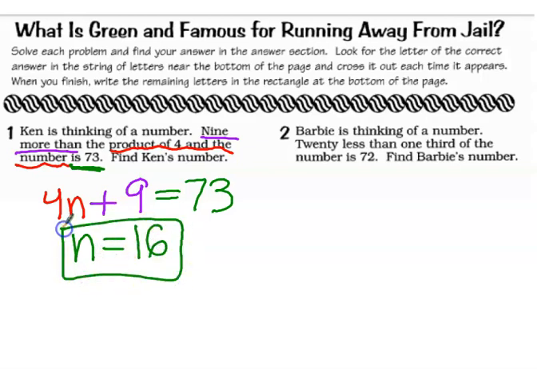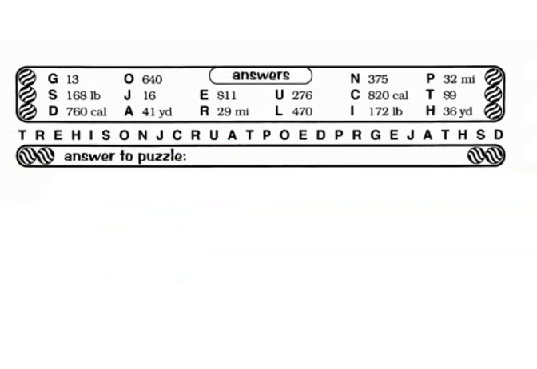Then on the bottom of the paper, where did you get 16? Here it is. J is 16. So all the J's in this line right here, I'm going to cross out all the J's. So every time you solve one, find your answer in this box and cross out all those letters. Whatever is left will be your answer to your puzzle.